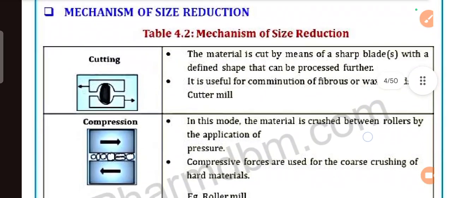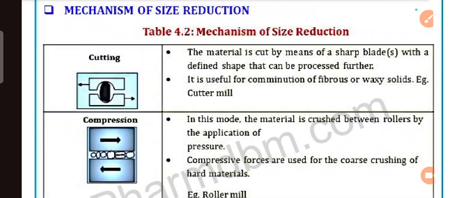Mechanism of size reduction. मैकेनिज्म ऑफ साइज रिडक्शन में सबसे पहले आता है कटिंग. The material is cut by means of a sharp blade with a defined shape and can be processed further. It is useful for comminution of fibers or waxy solid. Cutter mill.